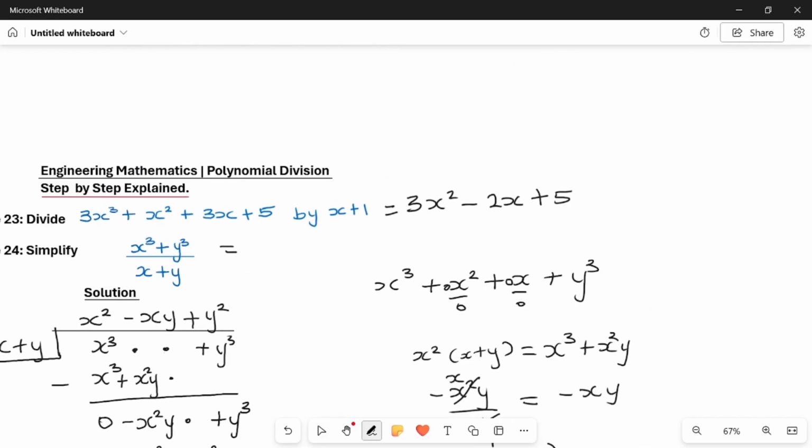So we'll be left with our final answer as equals to x squared minus xy plus y squared. So this will be our final answer.